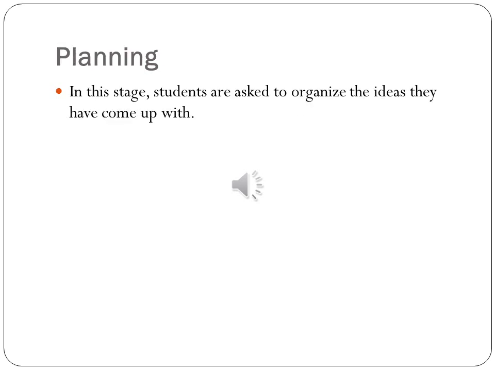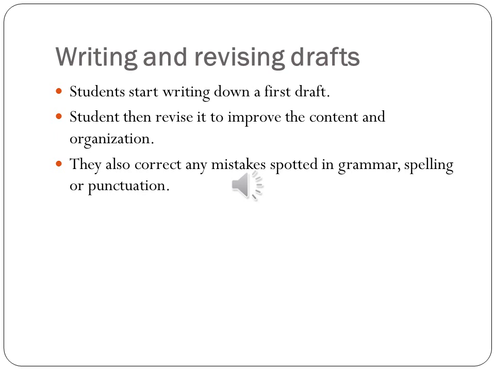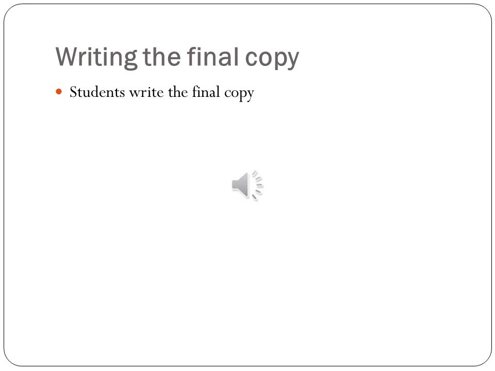The second stage is planning. In this stage, students are asked to organize the ideas they have come up with. The third stage is writing and revising drafts. Students start writing down a first draft. Then students revise it to improve the content and organization, and they also correct any mistakes spotted in grammar, spelling, or punctuation. And this is a very important stage. The last step is writing the final copy, and here students write the final copy and then submit it to the teacher for marking.